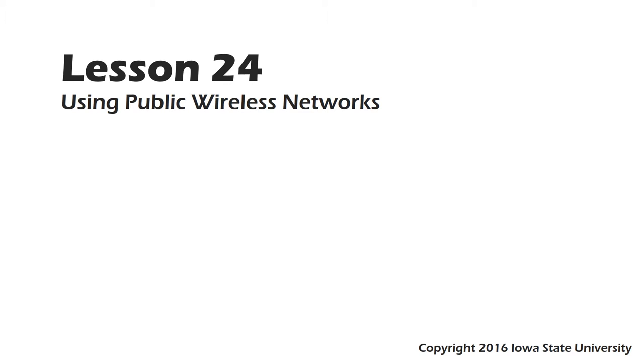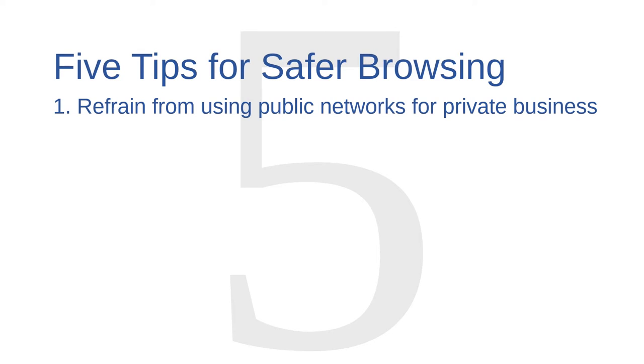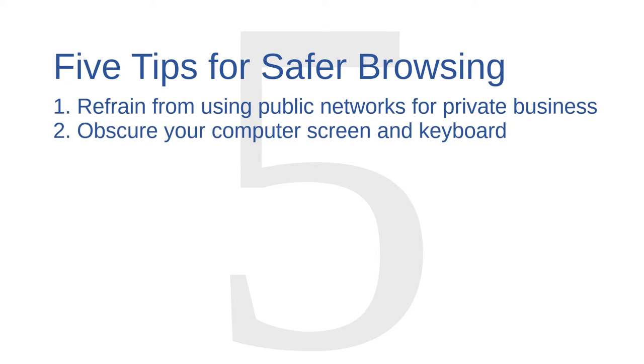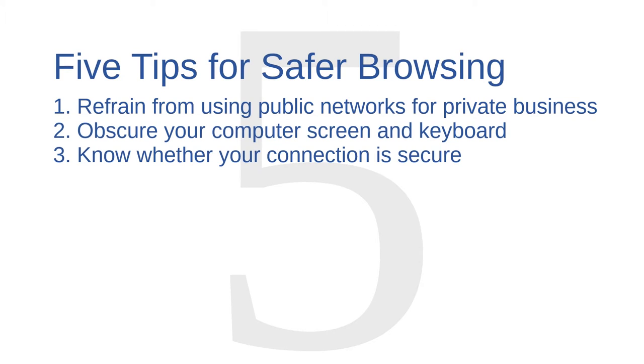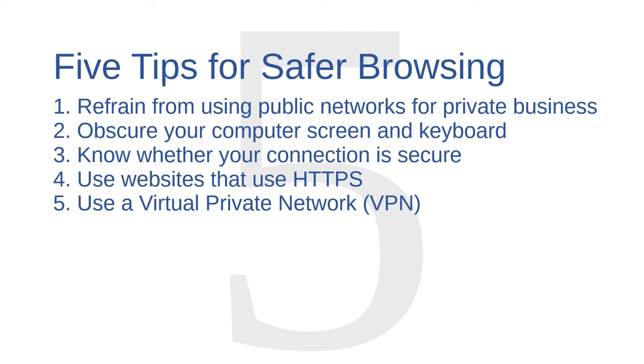In the last lesson, we looked at a few examples of wireless security threats. With these threats in mind, I want to suggest some tips that will help you to use public wireless internet connections more securely. These tips are to refrain from using unsecure network connections for private business, to obscure your computer screen and keyboard, to know whether your connection is secure, to use websites that use HTTPS, and to use a virtual private network, also known as a VPN.